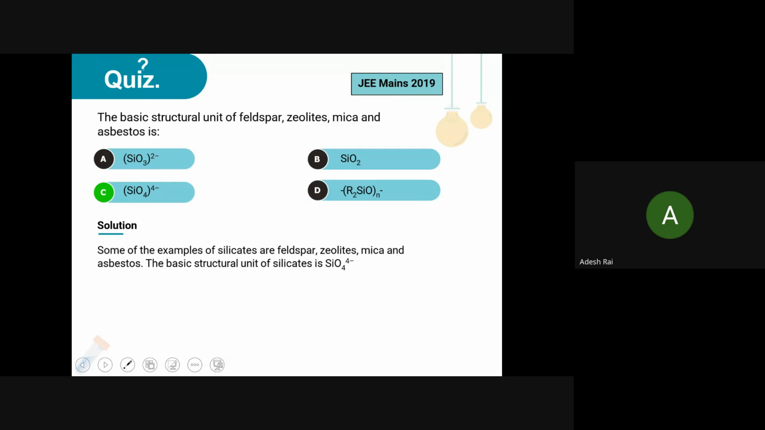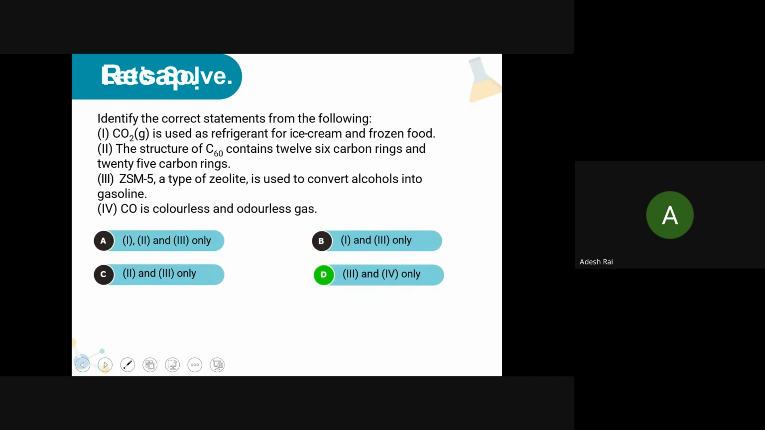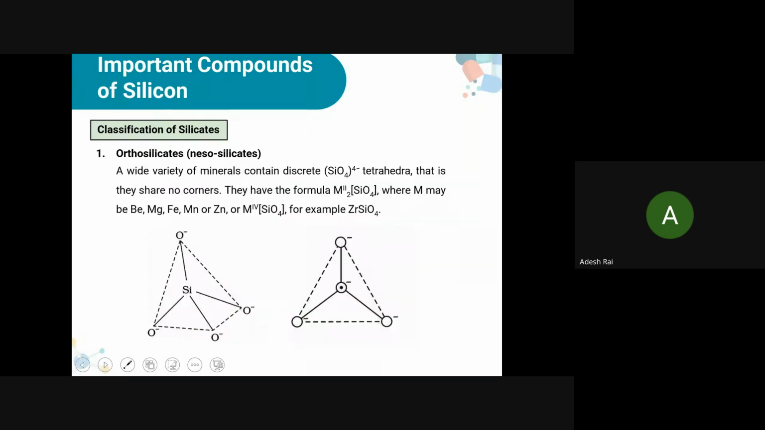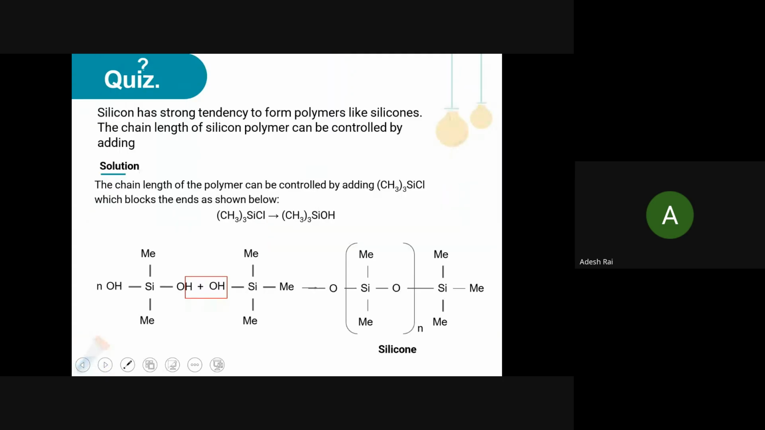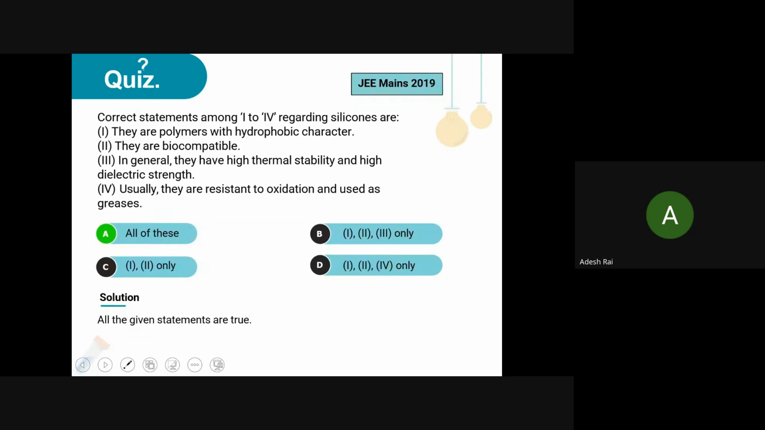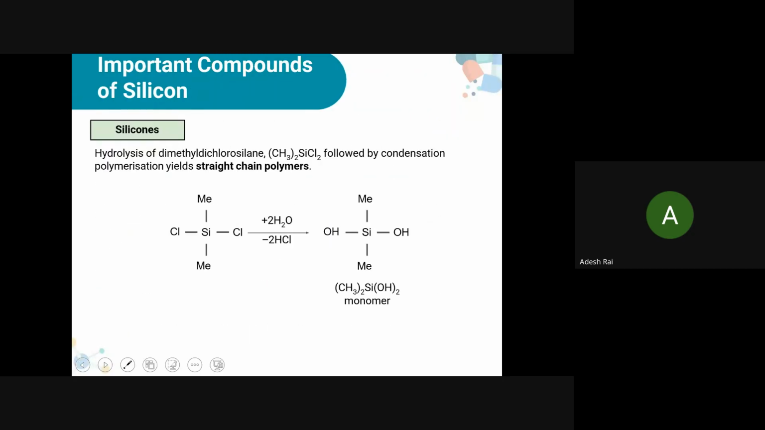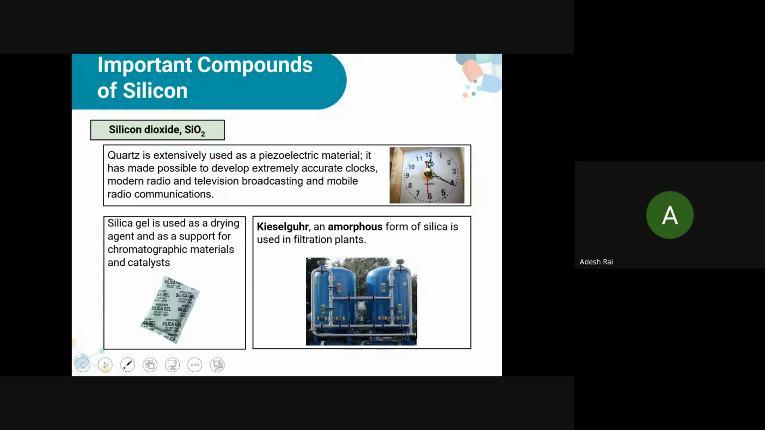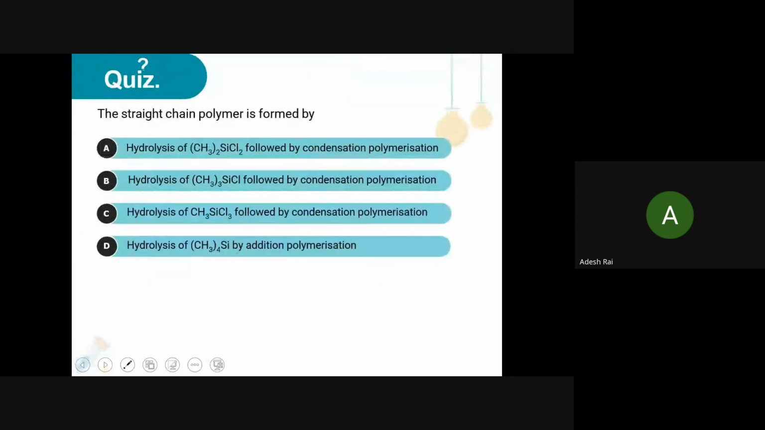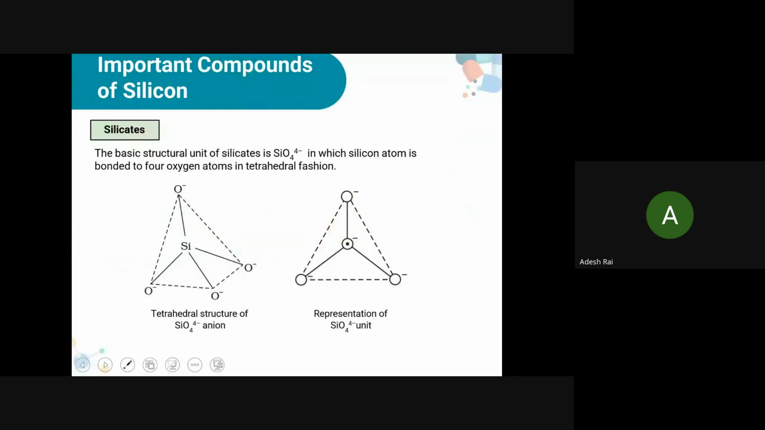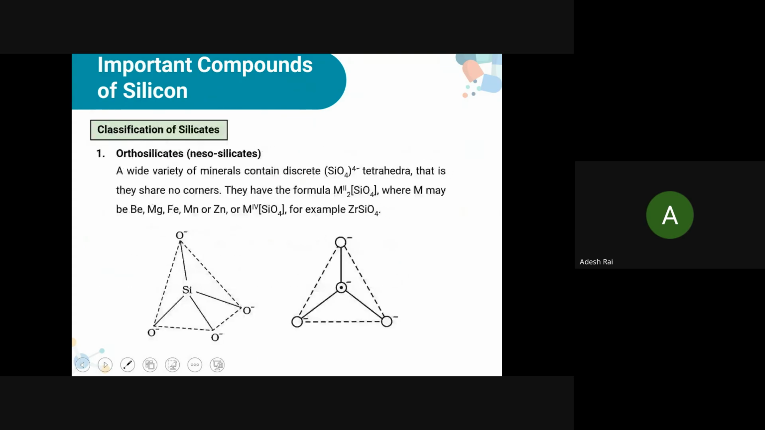SiO2 is the silica compound. If you open the first slide, you will see that SiO2 is the compound that we studied. SiO2 is silicon dioxide. So the basic unit of silicates will be SiO4 4 minus. Is that clear? This is the basic structural unit for all the silicates.